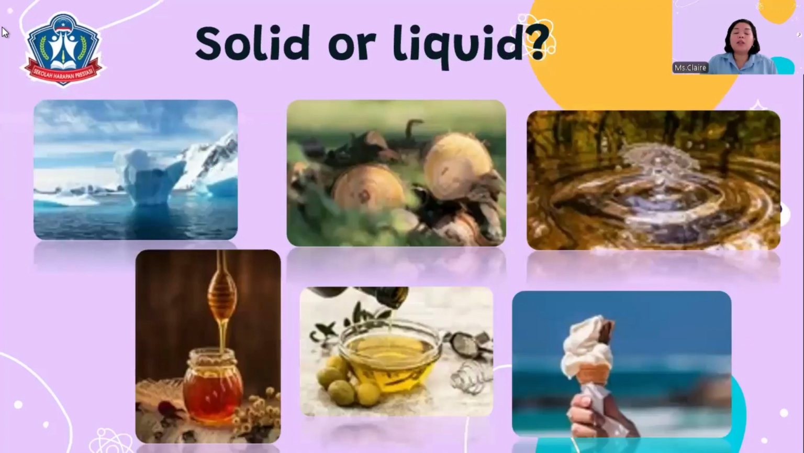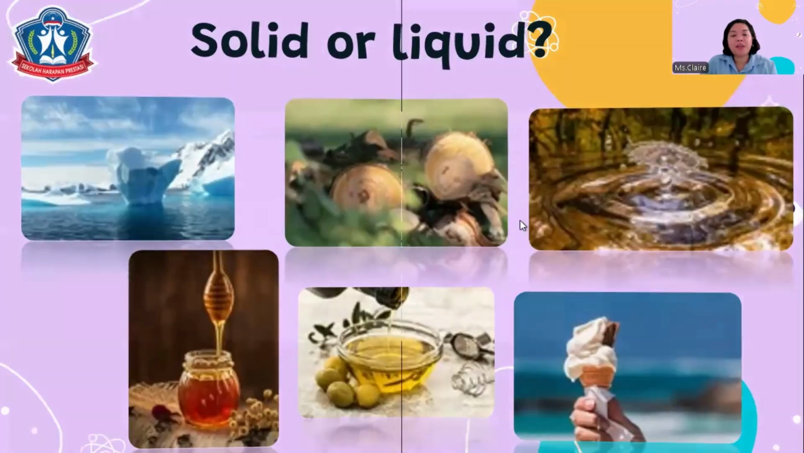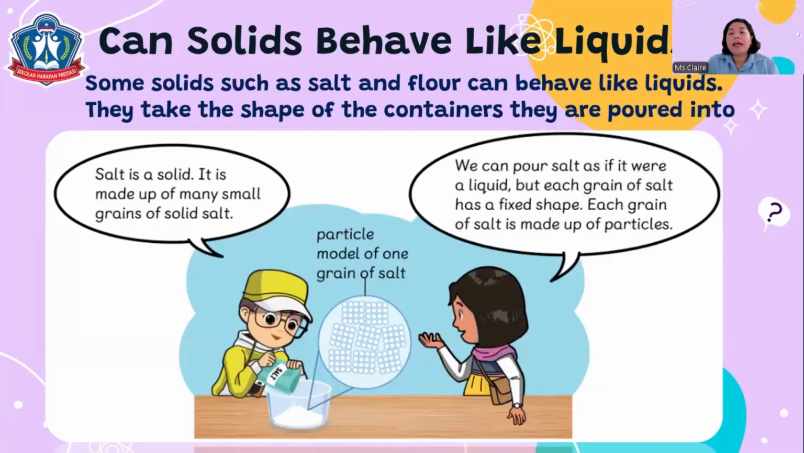So take a look here. I have some pictures. Are they solid or liquid? Can you guess which ones are solid or liquid? Okay, share your answer, children, during our class. Is there any solid that behaves like a liquid? Some solids, children, such as salt and flour, can behave like liquids. Why? Because they take the shape of the containers they are poured into.